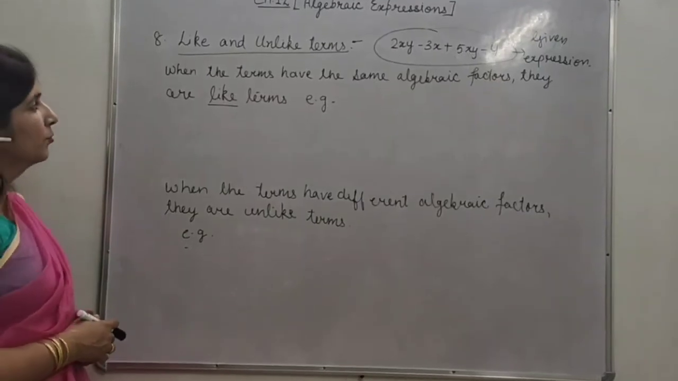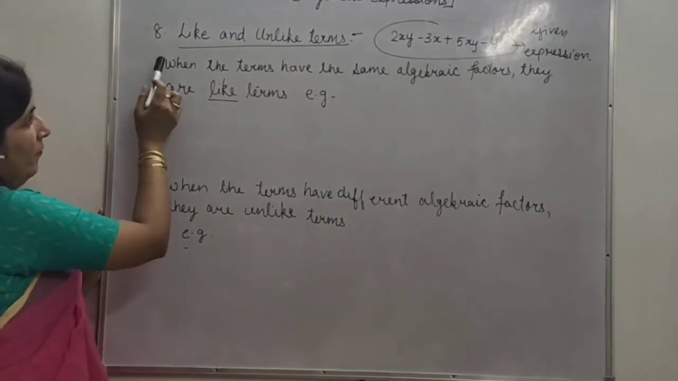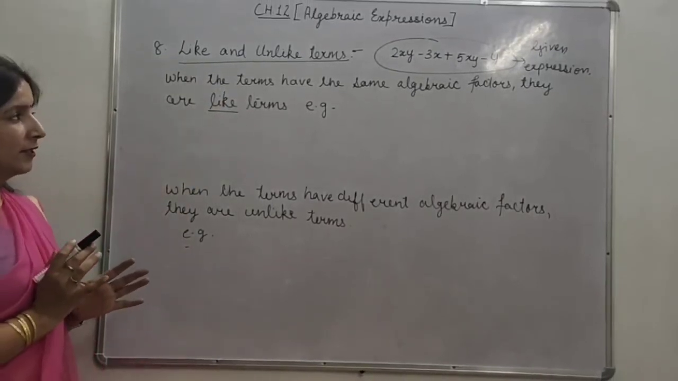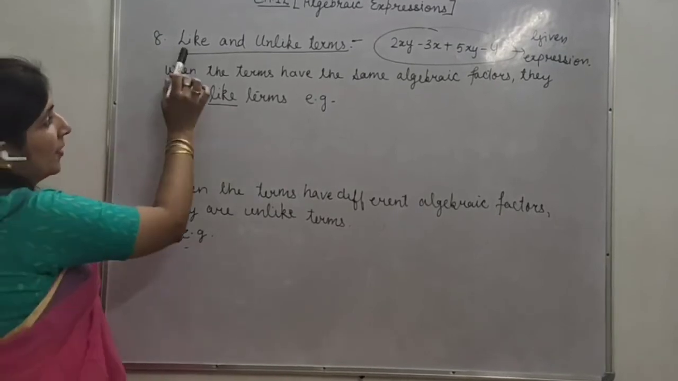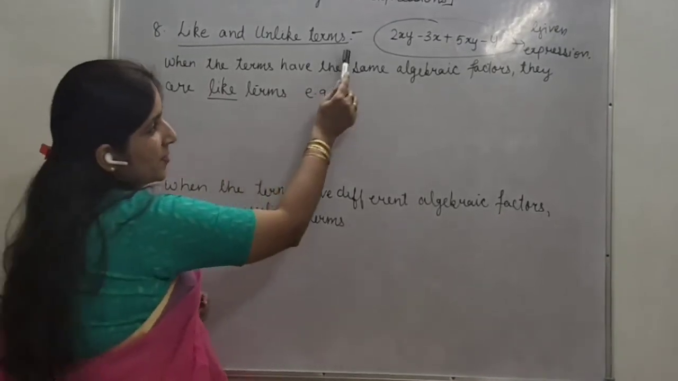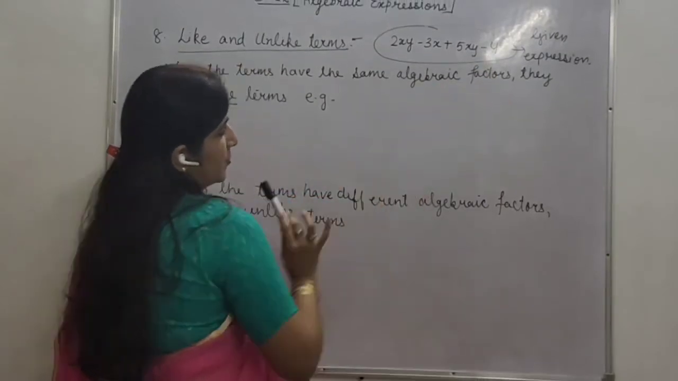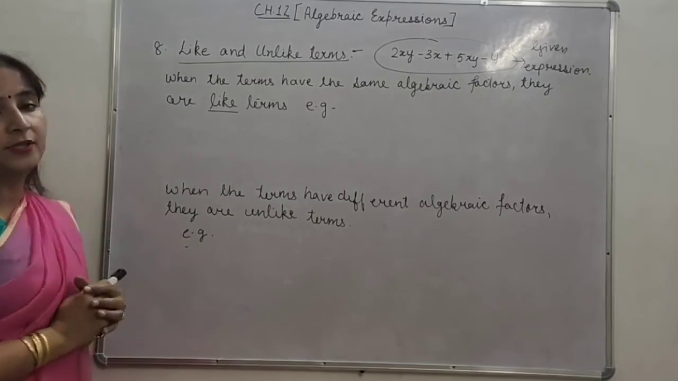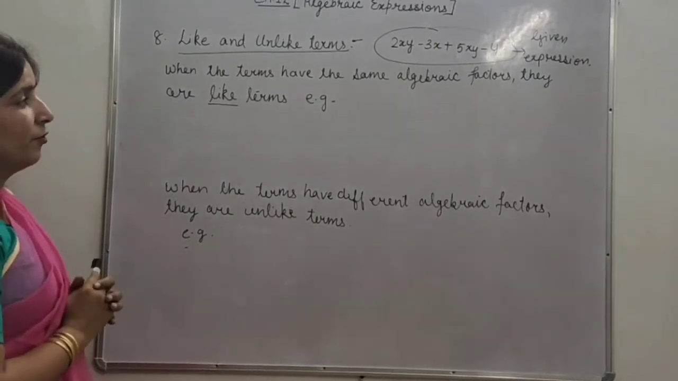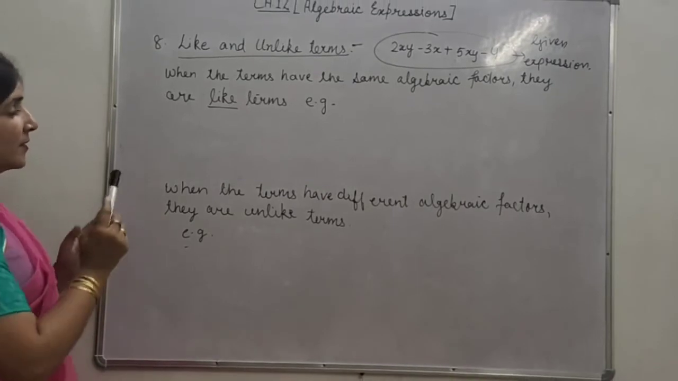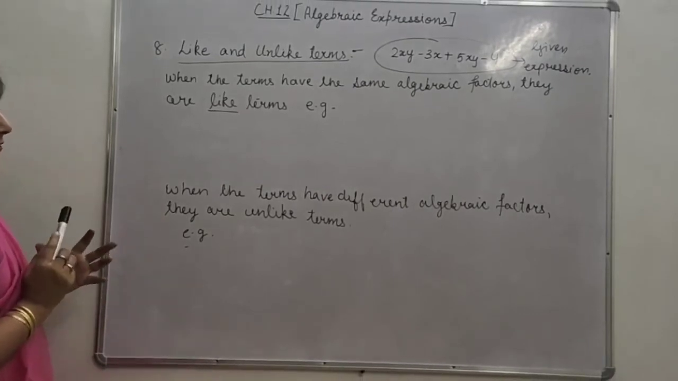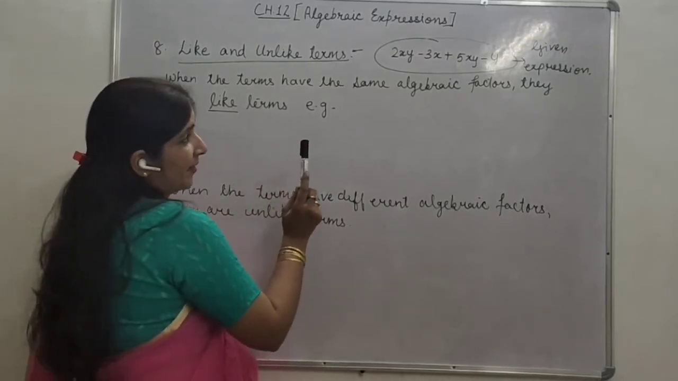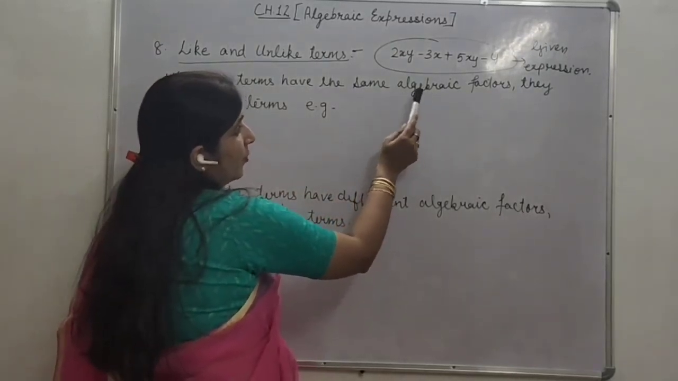Now students, let us understand a very important thing, that is like and unlike terms. Now you know about the terms. Now you should know what are like and what are unlike terms. Suppose this is the given expression. We have this expression already, and in this expression we need to know about the like and unlike terms. First of all, let me tell you what is a like term. Like terms are terms that have the same algebraic factor. As you know, what is the algebraic factor? It means the factor with the variables.